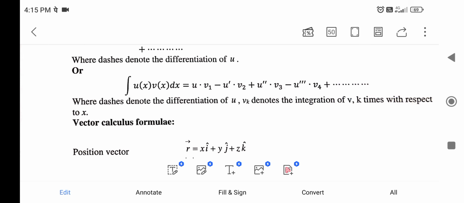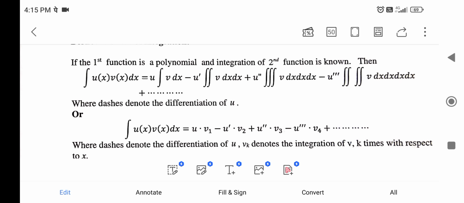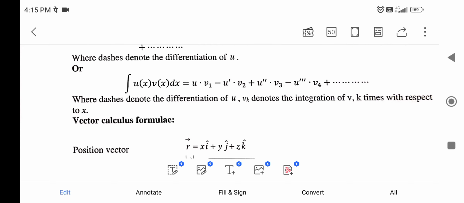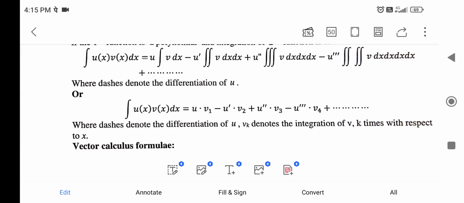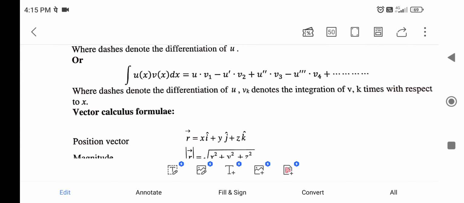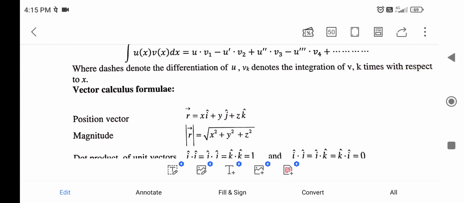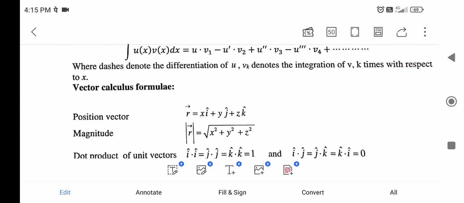And next, where dashes denote differentiation of u. The integral of u of x and v of x dx equals u v1 minus u dash v2, and so on. v1 is one integration, v2 is double integration, v3 is triple integration, v4 is four times integration. And where dashes denote differentiation, v_k denotes integration k times with respect to x.